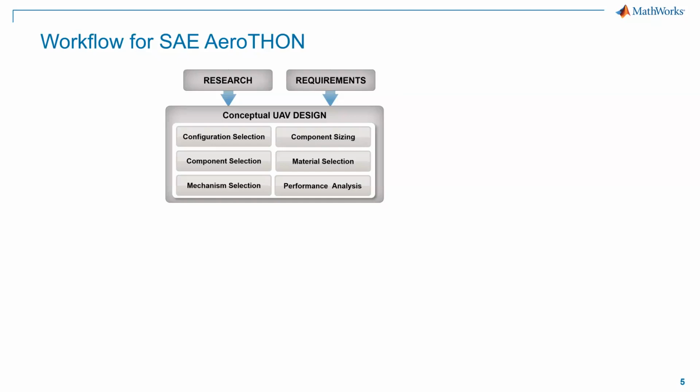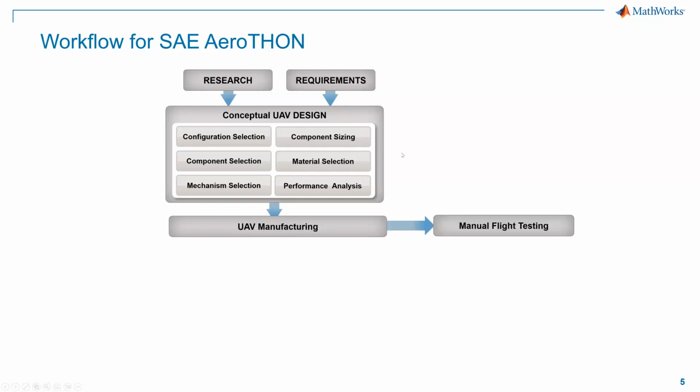Then you would be performing multiple analyses. It may be a structural analysis, or an aerodynamic analysis using CFD or FEM. And finally, you select your mechanism and do performance analysis. Once you are satisfied with the design and say, okay, this is my conceptual design, you go for the manufacturing. Once the UAV is manufactured, it's good to go for manual flight testing. So we can do the manual flight testing here.